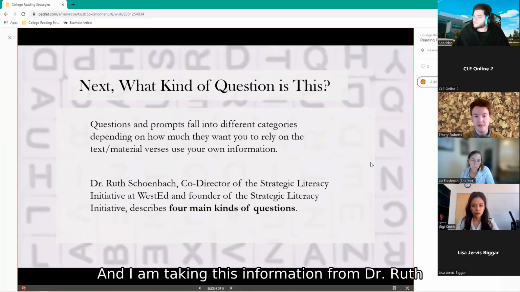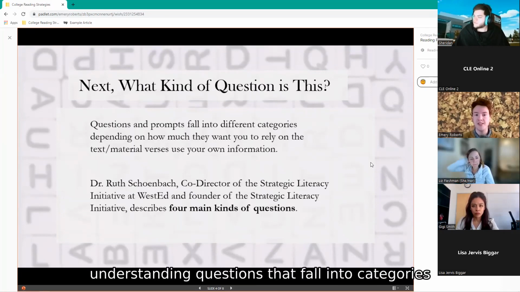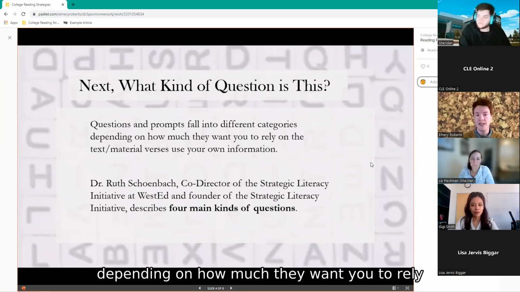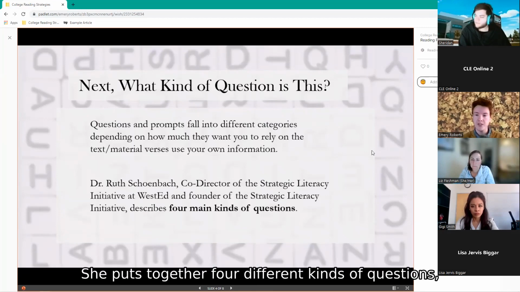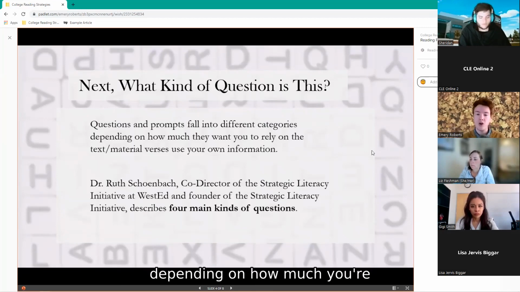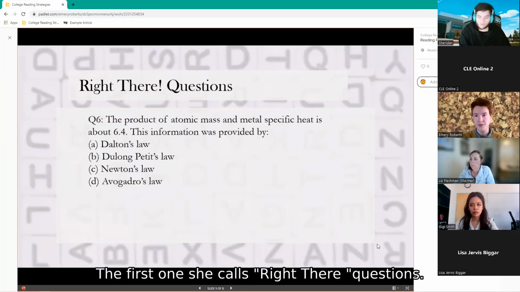And I am taking this information from Dr. Ruth Schoenbach, who put together a way of understanding questions that fall into categories depending on how much they want you to rely on an existing text versus your own information. Okay, that'll make more sense in a second here. She puts together 4 different kinds of questions, depending on how much you're supposed to bring your own information into it. So the first one she calls right there questions.